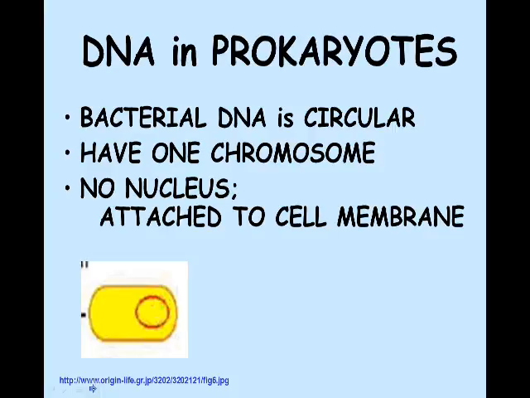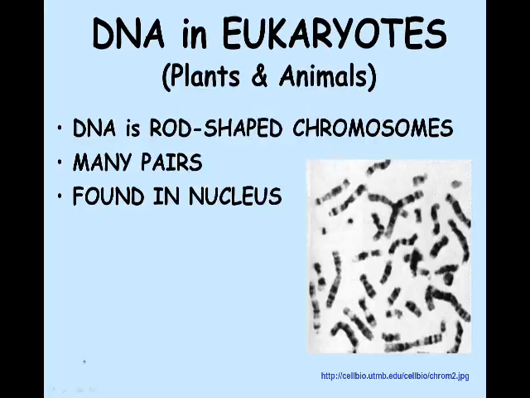Eukaryote DNA is a little bit different. We have our DNA in rod shapes, linear chromosomes. If you take 1 chromosome and stretch it all the way out, it's 1 long piece of DNA. And it's not in a loop form. It's linear. And many chromosomes. You have 23 pairs of chromosomes in each of your body cells. And remember, eukaryotes, their DNA is found in the nucleus. They have a nuclear envelope around their DNA.